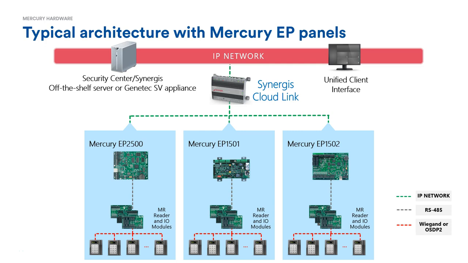Here is a high-level view. In this case, it's of Mercury hardware like I just installed. Let me briefly explain the architecture in this image. In the top left, you will see the server running Security Center and Synergis on the network communicating with the Synergis Cloud Link. The Cloud Link is communicating downstream to controller panels and various readers and I/O modules. Events from these devices and alarms and statuses are then communicated to the client through the network.